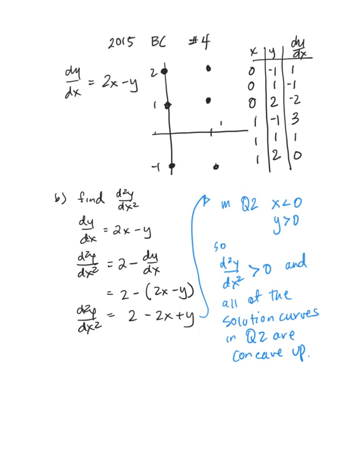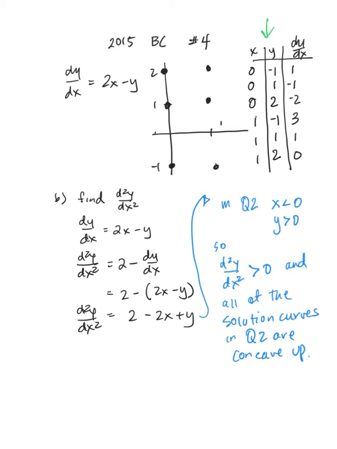All right, here, 2015, this is a BC problem, but again, there are lots of AB parts that the AB students are going to be required to know. So the first thing, in part A, is to construct a slope field. Again, I would suggest the table.